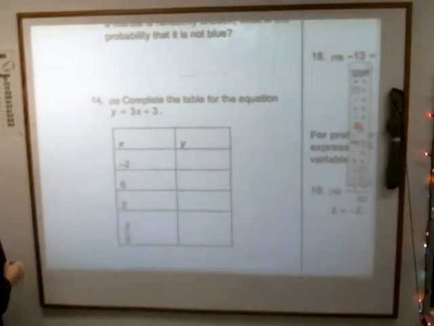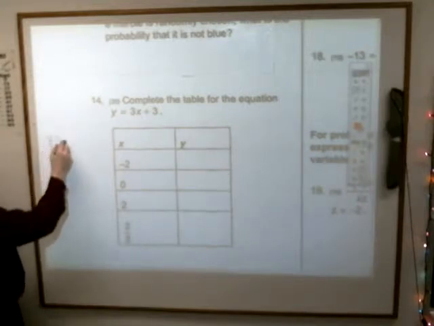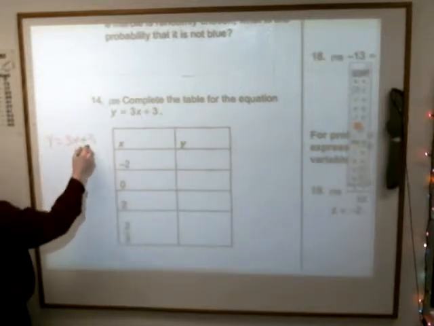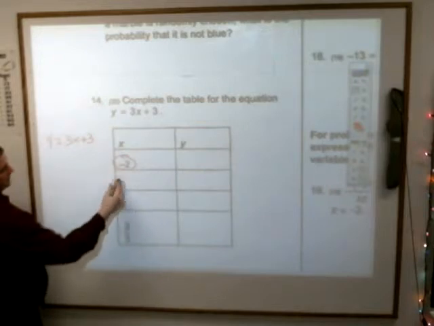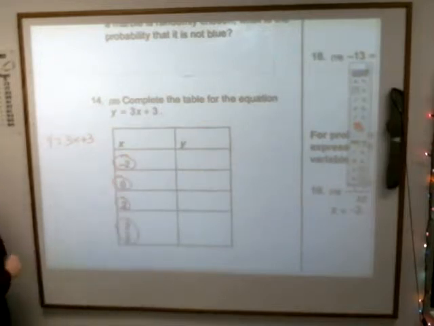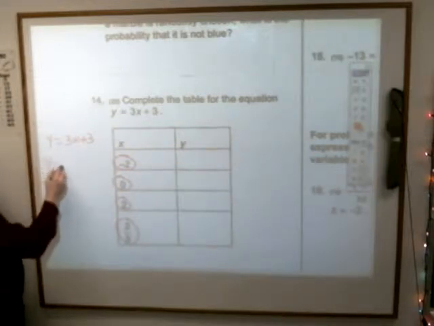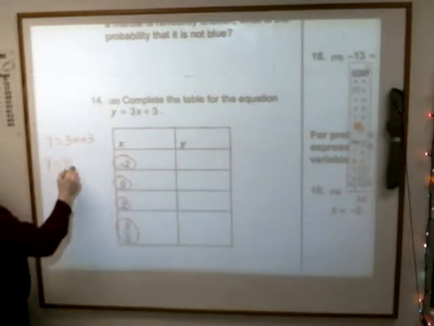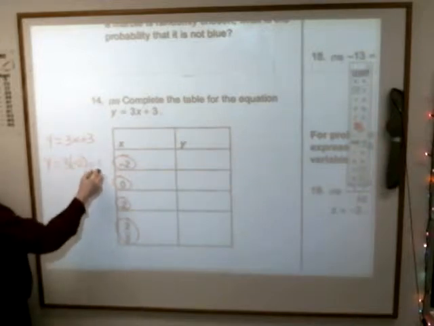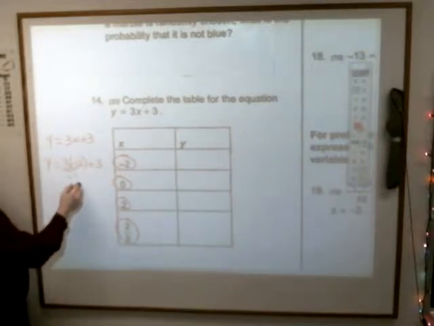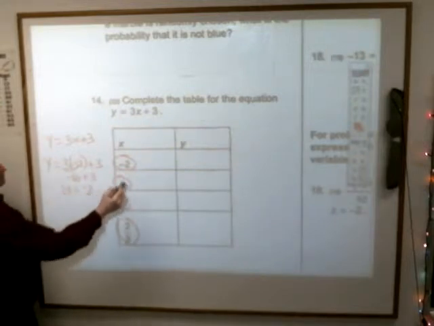So Jackson, all you are doing is you're taking y equals 3x plus 3 and putting all these numbers in for x and seeing what you get for y. So it might take a little time if you struggle with this, but it's going to be y equals 3 times negative 2 plus 3. 3 times negative 2 is negative 6, and negative 6 plus 3 is y equals negative 3.